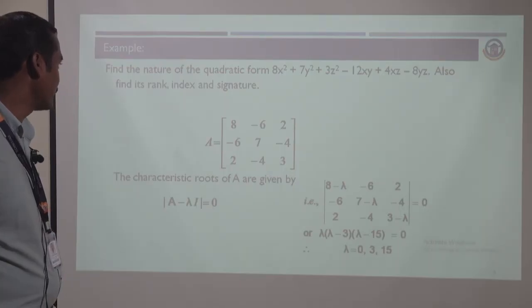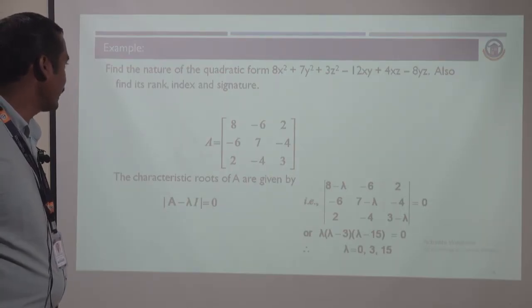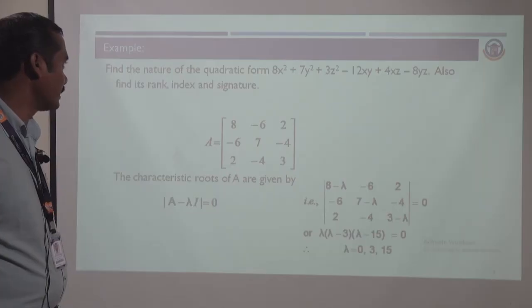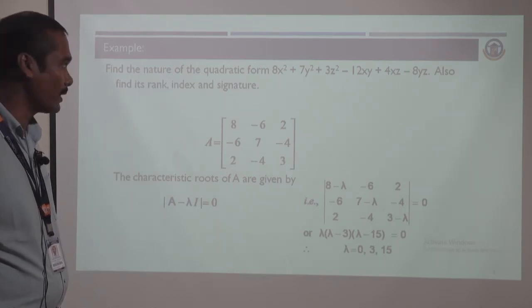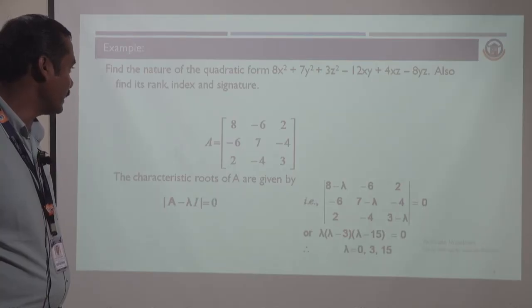So now form the matrix A. The diagonal entries are the square entries of the 3 different variables. That means the given expression is a quadratic form in 3 variables. So the resultant matrix A is of order 3.